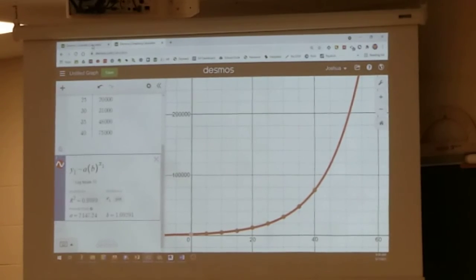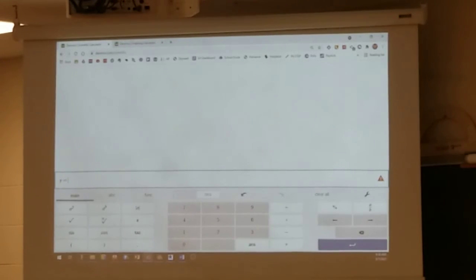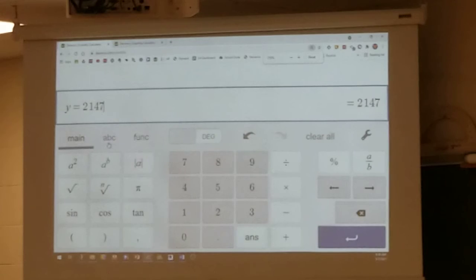I could also, kind of like we did yesterday, plug into my equation. Now you would just want to use a regular calculator. I'm using the Desmos calculator so you can see it. But if I plug in 60, of course, use 60 as an exponent.